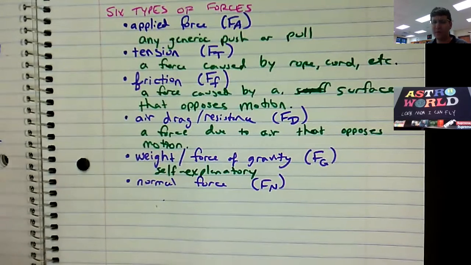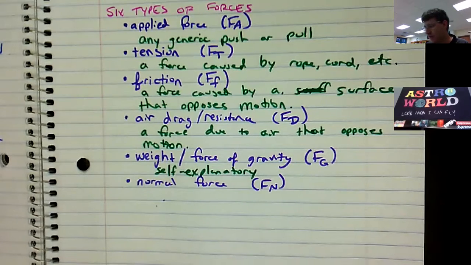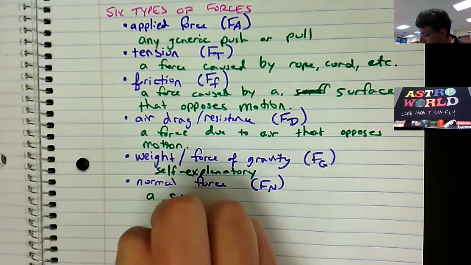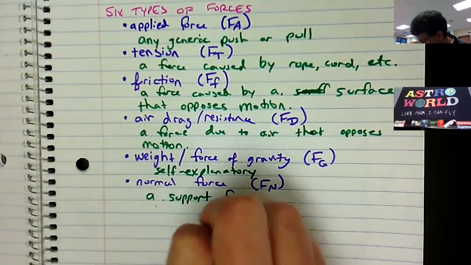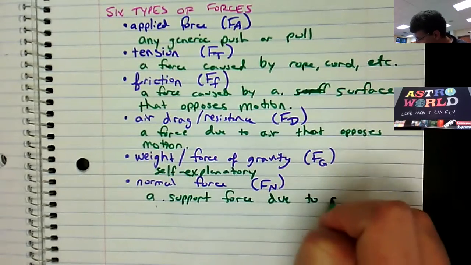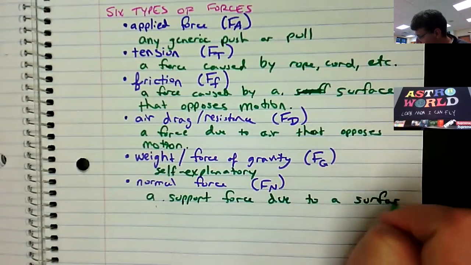The reason we call it a normal force, normal is a mathematical term that means perpendicular. So if you have a surface and you have a force pointing perpendicular to it, that's why we call it that. But basically, all I want you to know about a normal force is a support force due to a surface. So it supports you from falling.